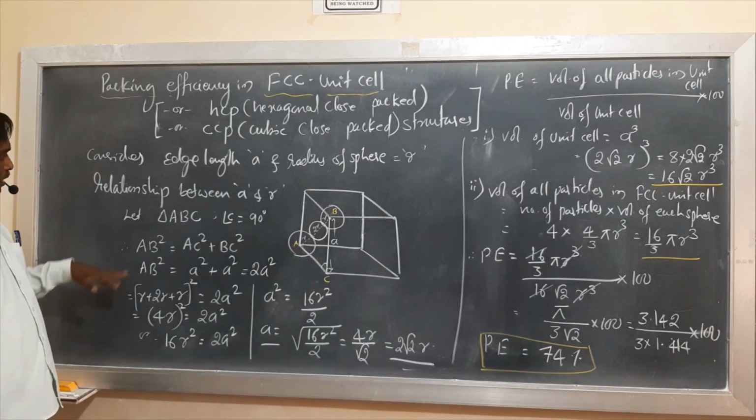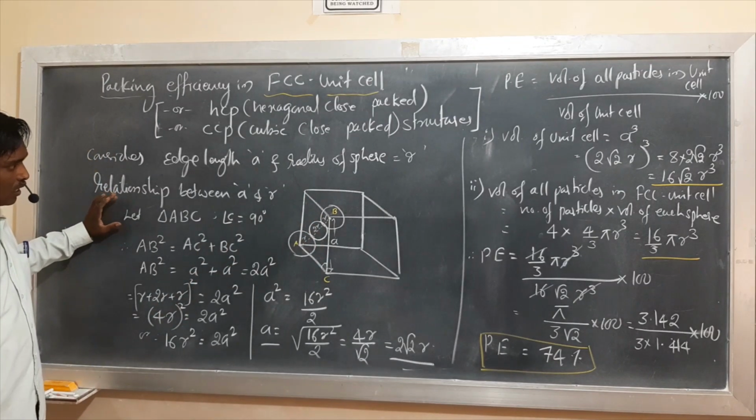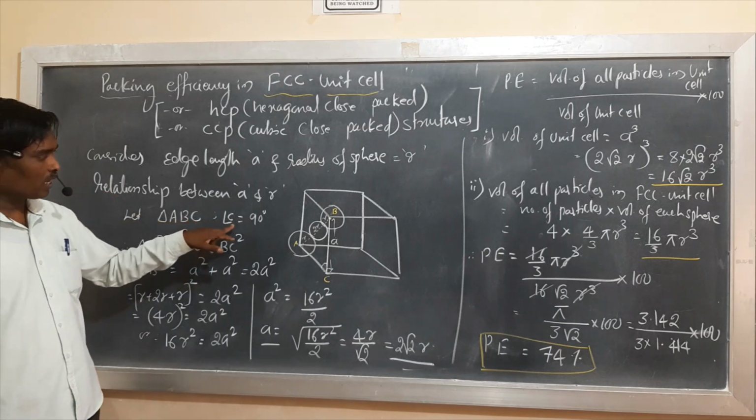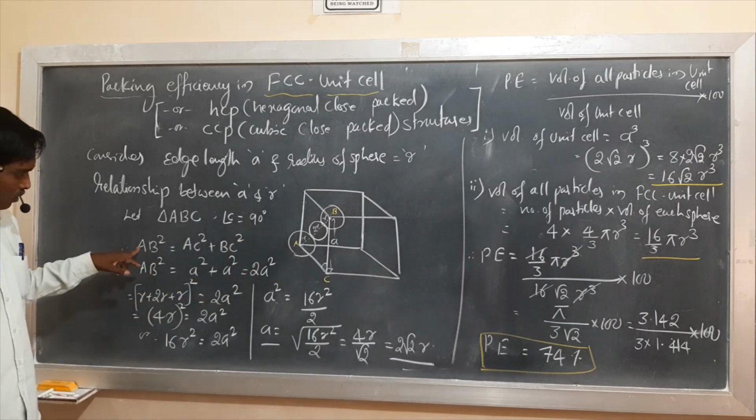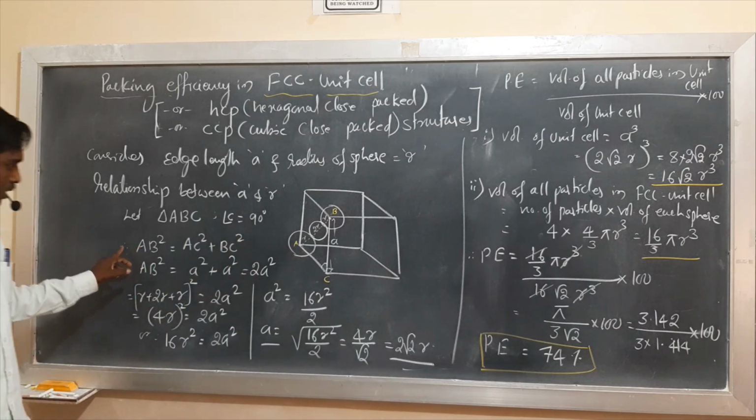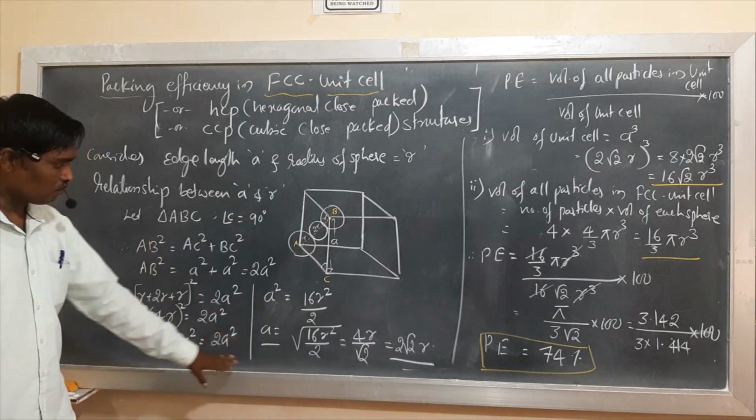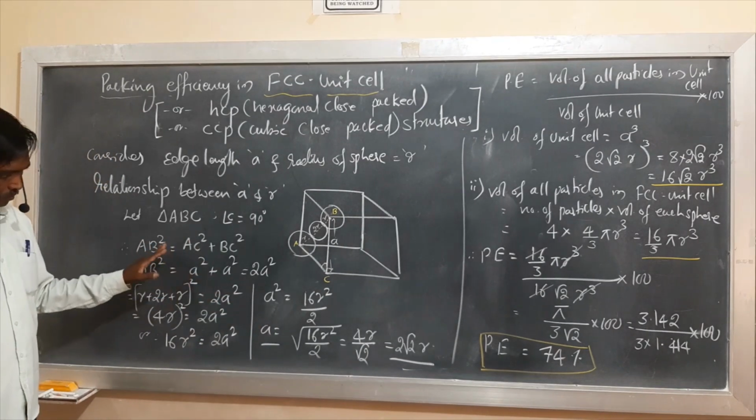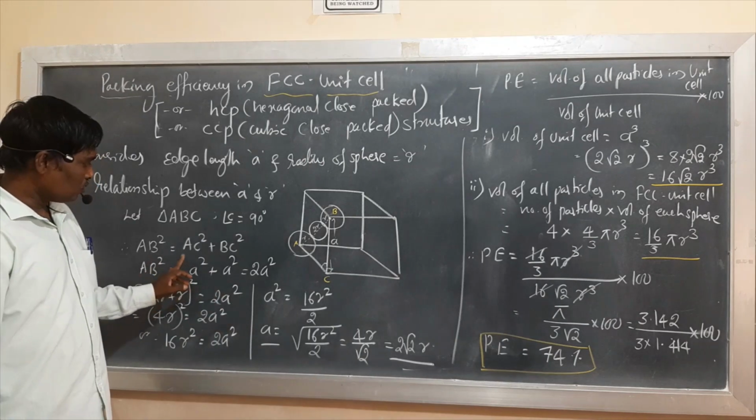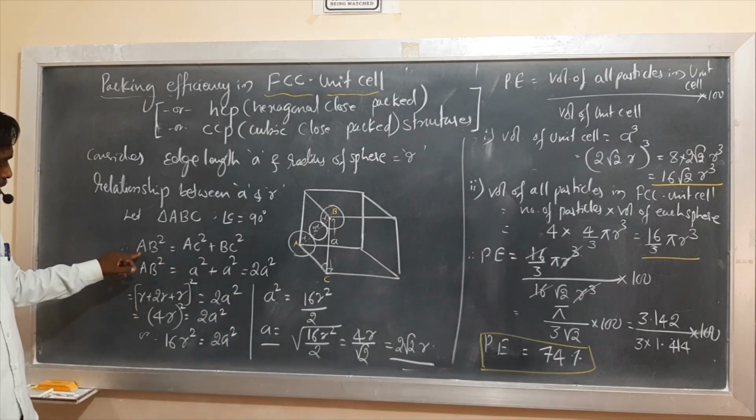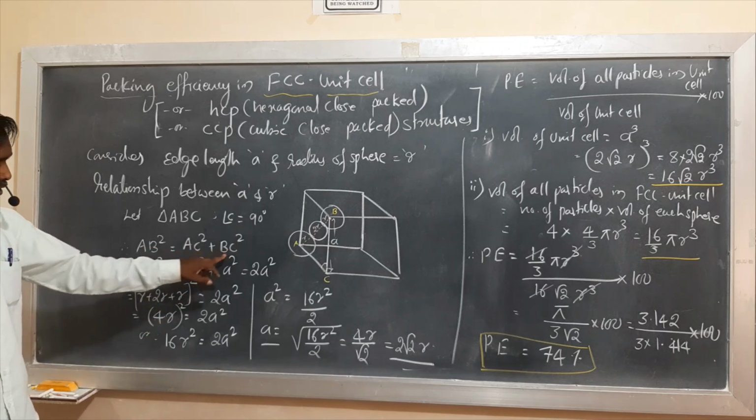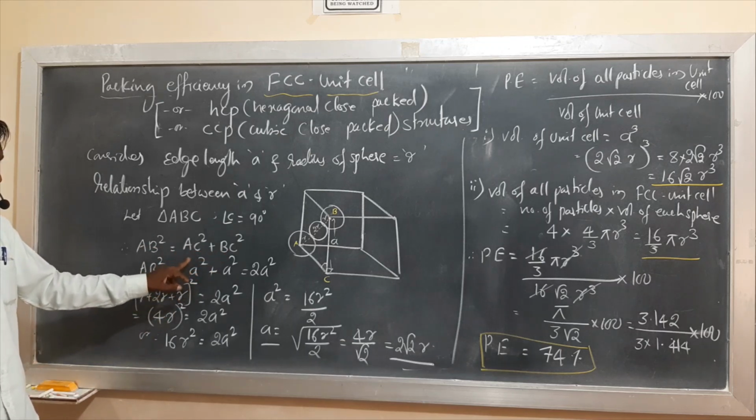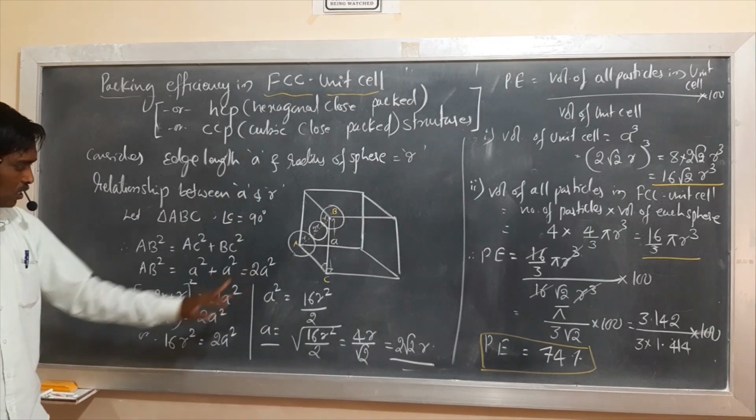Then, to calculate that relationship, we considered a triangle ABC, where angle C is equal to 90 degrees. By using the Pythagoras theorem, we calculated the relationship between A and R just by simplifying. So just practice these things. According to the Pythagoras theorem, AB square equals AC square plus BC square, where AC and BC are the edge lengths. So we substitute edge length as A. A square plus A square is 2A square.